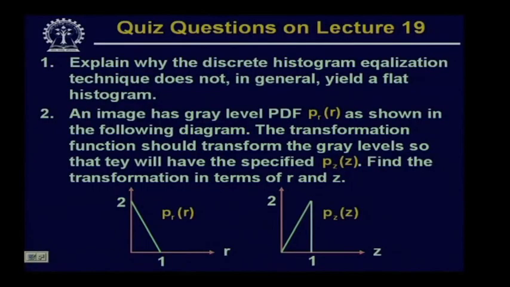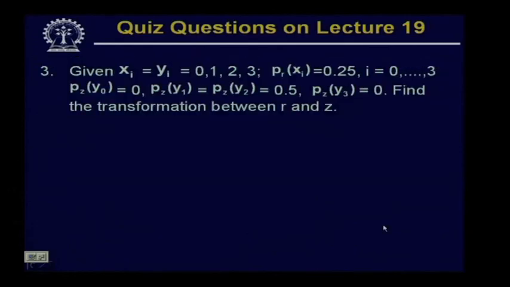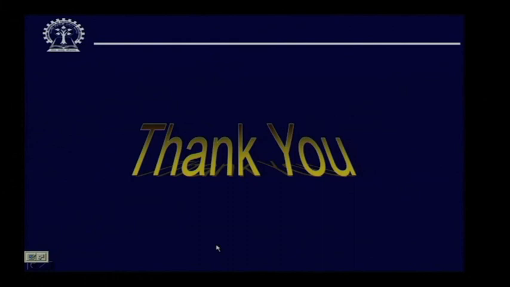Now, coming to today's questions. The first one is, explain why the discrete histogram equalization technique does not in general yield a flat histogram. The second, an image has a gray level PDF p_r(r) as shown here and the target histogram as shown on the right. We have to find the transformation in terms of r and z, that is, the mapping from r to z. The third question, we have given two probability density functions. Again, you have to find the transformation between r and z. Thank you.